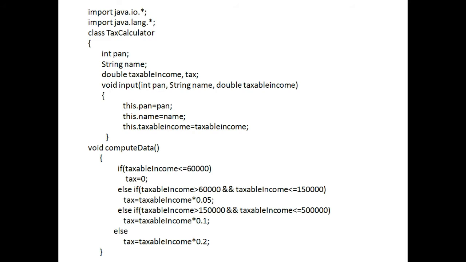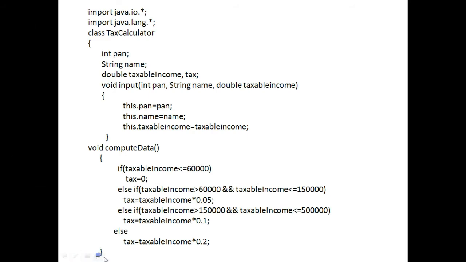Simply calculated. Okay. Here in the first part, void input, we simply accept the values as formal parameters. The actual value will be taken in the main function, and in compute data we simply do the process work.